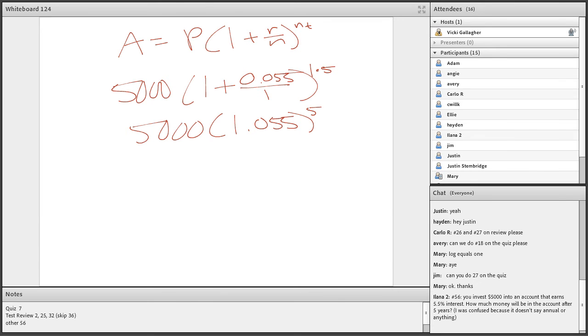And then you can type this in your calculator. I don't have my calculator with me right now, so hopefully you can type it in there.